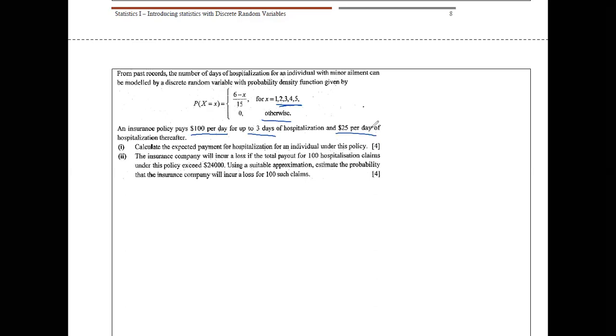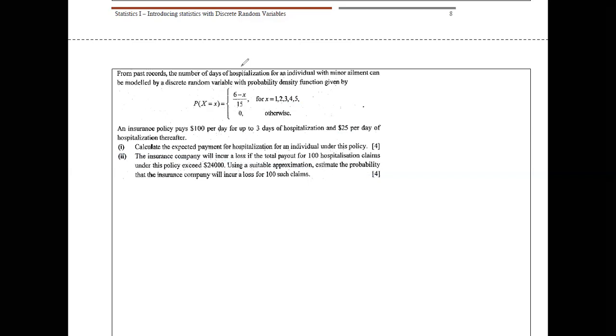We are just going to do part 1. We are not going to do part 2. We cannot do it yet; we need to go on further to be able to do this. So part 1: calculate the expected payment for the hospitalization for an individual under this policy. So how do I calculate this?